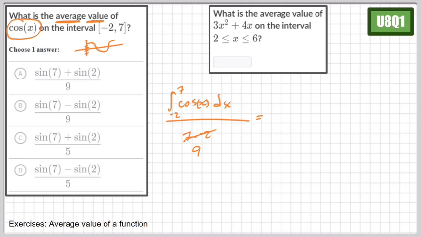What is the antiderivative of cosine? Sine. All right, so we have sine x, and we're going to plug in 7 and -2. So that means we're going to go sine of 7 minus sine of -2 over 9. Now, there is a trig identity that says if the angle is negative inside of sine, this only works for sine, then you can switch it. You can say sine 7 minus negative sine with a positive 2 in it.